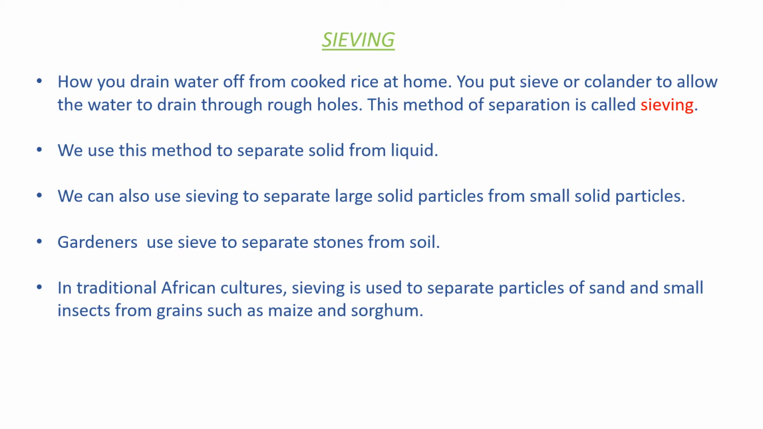We use this method to separate a solid from a liquid, and we can also use sieving to separate large solid particles from small solid particles. Gardeners use a sieve to separate the stones from the soil. In traditional African culture, sieving is used to separate particles of sand and small insects from grains such as maize and sorghum. Sorghum is also a grain that is grown in hot countries.